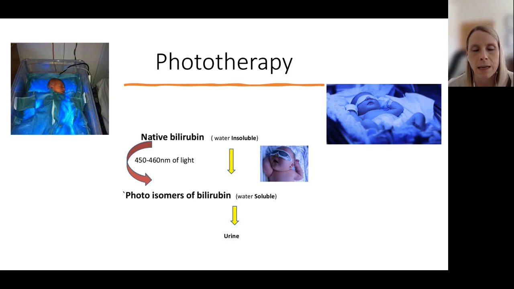And phototherapy is very effective. Some people say, can we just put the babies in the sun? And that's something that people talk about for mild jaundice. There is a small proportion of sunlight that has this wavelength within it that converts the water-insoluble bilirubin to the water-soluble bilirubin. But for more severe jaundice, it's not effective enough, so we need to use the medical phototherapy. Next slide, please.